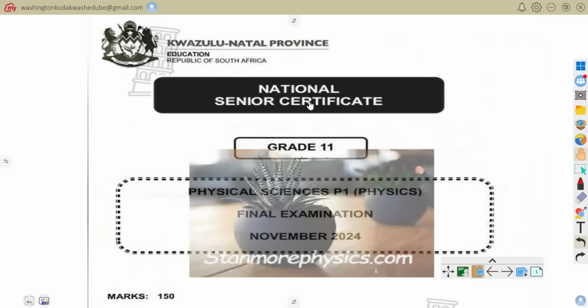We are still on our revisions for our November examinations. So today I brought you a question paper from KwaZulu-Natal province. It was a question paper for grade 11s and it was a Physical Sciences Paper 1, which is the physics section paper that was written in November 2024. As you can see, it was written as the final examination, which is the end of year examinations, and it was out of 150 marks. So I want us to use this question paper for our revisions.